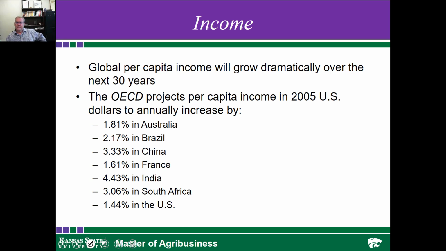If we look at this, certainly global per capita income is going to grow dramatically over the next 30 years. We saw that two graphs ago. If we look at the OECD projections, Organization for Economic Cooperation and Development, basically growth rates are expected to be essentially 1.8% per year in Australia, 2.17% in Brazil, 3.3 in China, 1.6 in France, 4.4 in India, 3.06 in South Africa, 1.44 in the U.S.